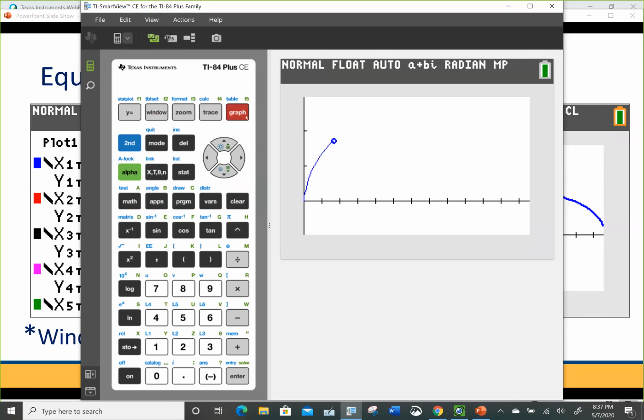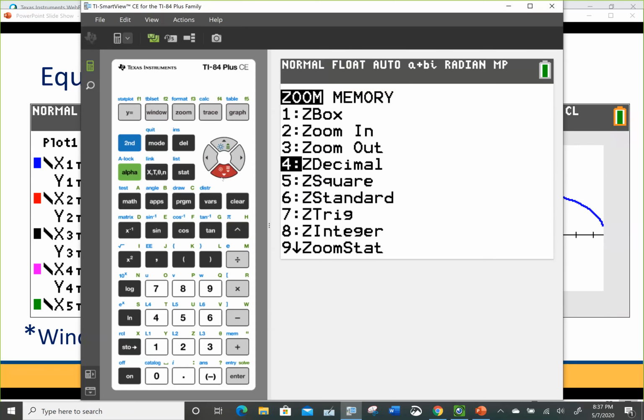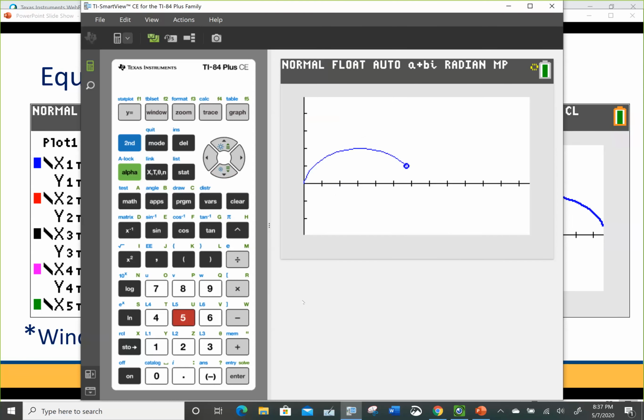I'm still only going to get 1 part of the graph because I never told the calculator to change my t-step, to go farther along the t values. I'm going to have to change this also to be 4 pi. I think I can do this in 1 step and zoom square at the same time. I have to tell the calculator to change my t values to go from 0 to 4 pi, and then I have to let my x values go from 0 to 4 pi as well. Is that what we needed?